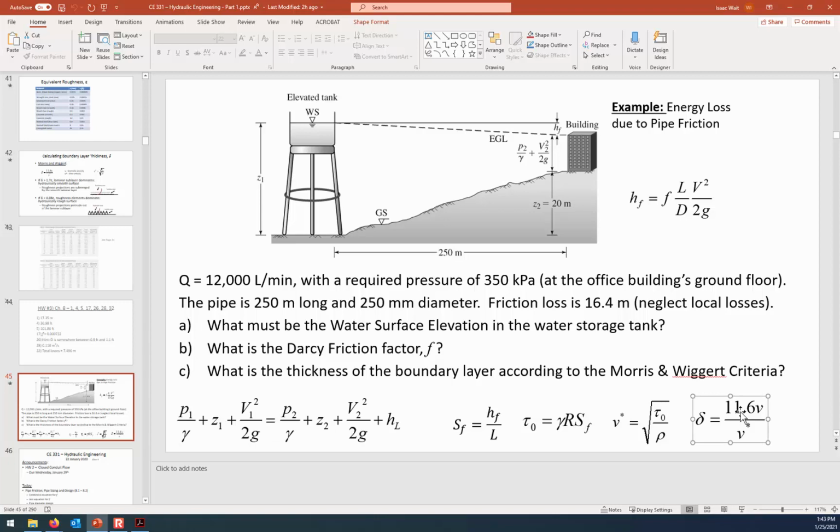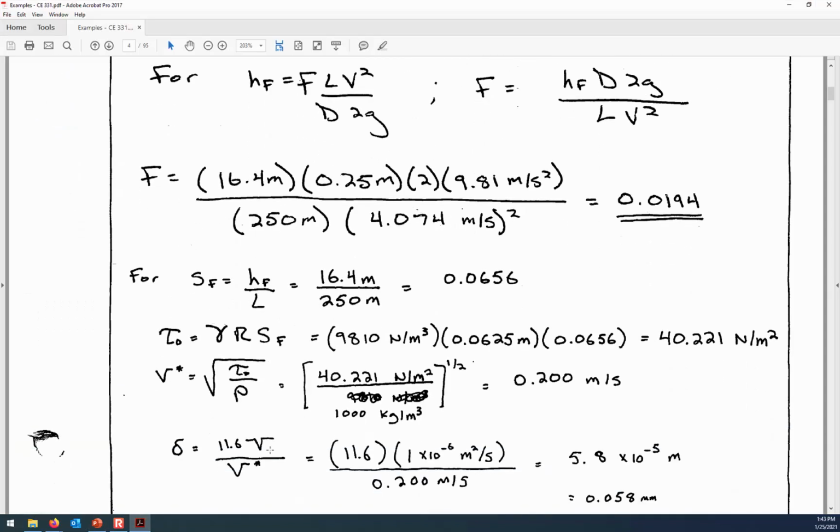into the Morrison-Wiggert criteria. So 11.6 times the kinematic viscosity, so 1 times 10 to the minus 6th meters squared per second, in the numerator, and then the denominator is the shear velocity. So what you should get is 5.8 times 10 to the minus 5th meters, which is the same thing as 0.058 millimeters.